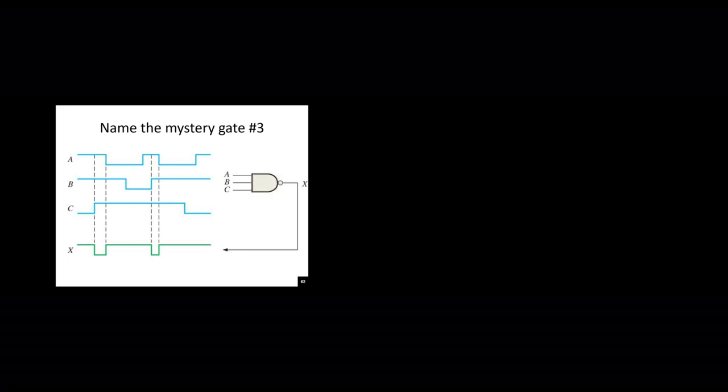Yeah, it's a NAND gate. Because if you have a look, the only time the output went low was when all of the inputs were high. And a NAND gate is the opposite of an AND gate. An AND gate's output will go high only when all of the inputs are high. And this one went low only when all of the inputs are high, so it's a NAND gate.